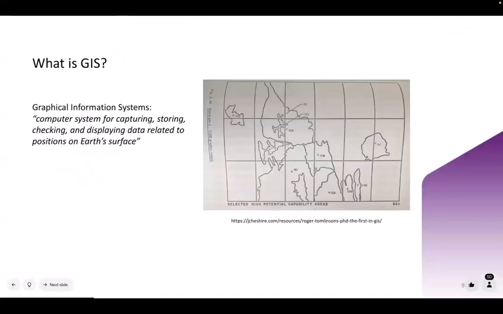So, what exactly is GIS? GIS stands for Graphical Information Systems. It's a computer system for capturing, storing, checking, and displaying data related to the position on the Earth's surface. It can be seen as quite an abstract framework or a theoretical framework that allows for the creation and analysis of spatial and geographical data.